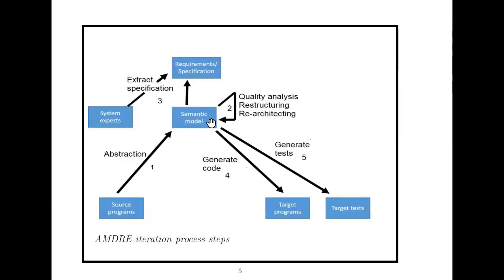So this is the outline of the steps of our Agile model-driven re-engineering approach. We have 5 main steps that we have followed. In the first step, we abstract the source programs into semantic models using ANTLR and CSTL. And then we refactor using quality analysis, restructuring, and re-architecting, and then we extract the semantic models into requirement specifications, and finally we generate executable code and test cases for a target platform.